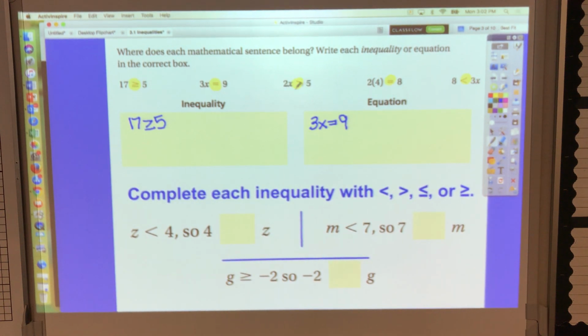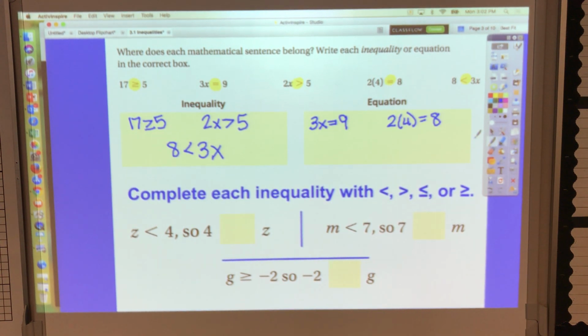2x is greater than 5. Greater than is an inequality symbol, so that problem is an inequality. 2 times 4 equals 8. Again, it uses that equal sign, so that makes it an equation. And the last one, 8 is less than 3x, making it an inequality.